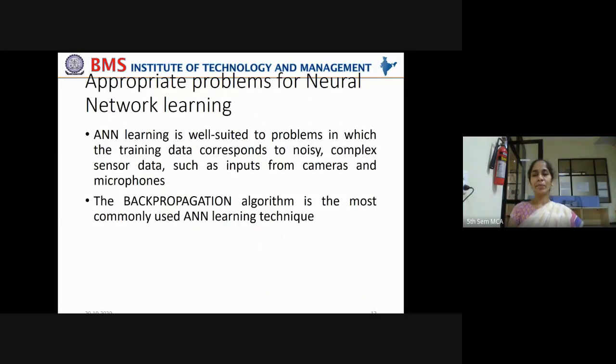Now, what are the appropriate problems for neural network learning? ANN learning is well suited to problems in which the training data corresponds to noisy, complex sensor data such as inputs from cameras or microphones. See, when you deploy a CCTV camera in your community, the input fed into that camera is in the form of visual scenes, right? They can be analyzed by using artificial neural networks. If you take photographs, they can be analyzed by using artificial neural networks. If a microphone captures some speech, it can be analyzed using artificial neural networks, right?